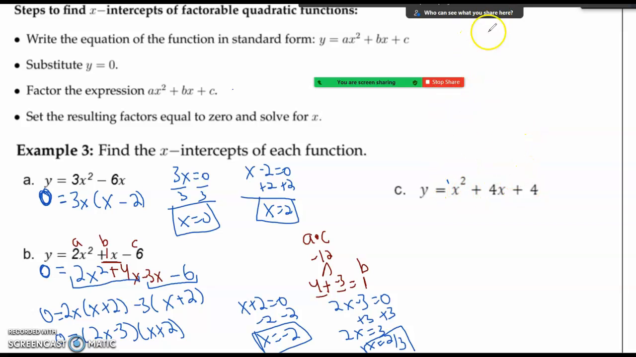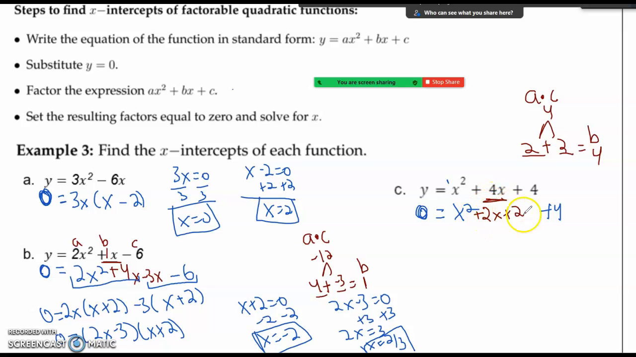The last one you do is a trinomial again. So I'm going to do my ACB tree, and I'm going to work to rewrite my 4x. My a times c is 4, multiplies to b of 4. So I'm going to use 2 and 2, plus 2x plus 2x. We'll pull out an x. We'll pull out a 2. Matching and leftover.